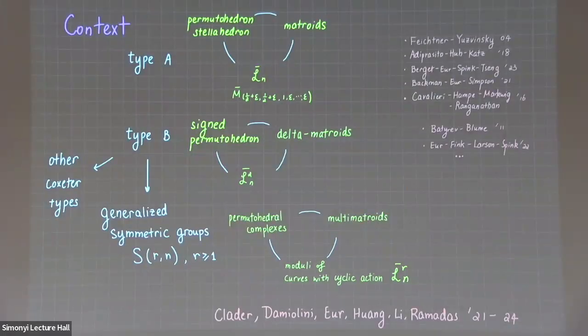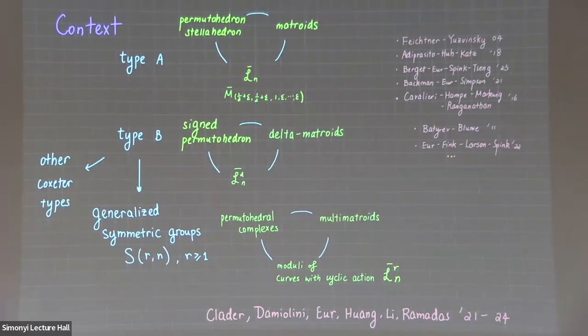But there's another family of complex reflection groups that overlap with the Coxeter types in type A and type B. That's called the generalized symmetric group, for each pair of numbers R and N, R greater or equal to one, and we get this triangle, which involves permutohedral complexes that we construct, and multimatroids that come from the 80s, and then moduli space of curves that carry a cyclic action of order R. And so this is the series of work.